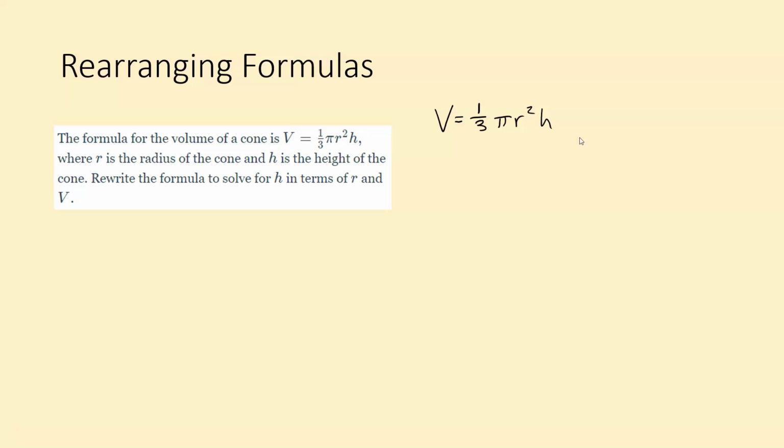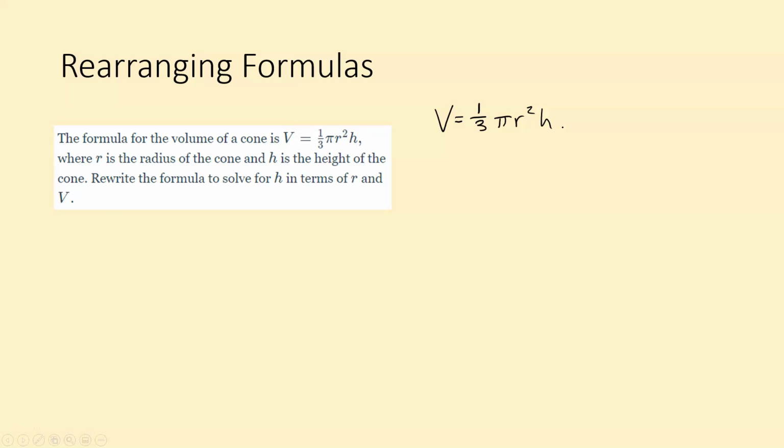So I rewrote the equation over here. We have h on the right side of the equation, so we want to get rid of everything else. We want to get rid of the 1/3, the pi, the r squared on this right side, we want to move it to the other side.